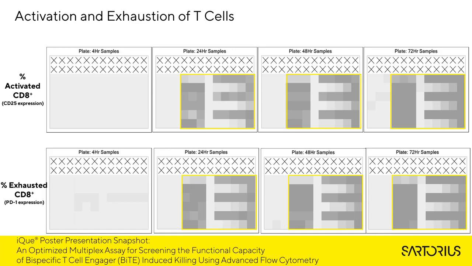Shown here, again using heat map configurations, are the percent activated CD8 positive T cells and percent exhausted CD8 positive T cells. At 4 hours, there's little expression, but by 24 hours, activation and exhaustion markers are expressed in both monocultures of effectors alone and co-cultures with each positive activation method. This is outlined in yellow.